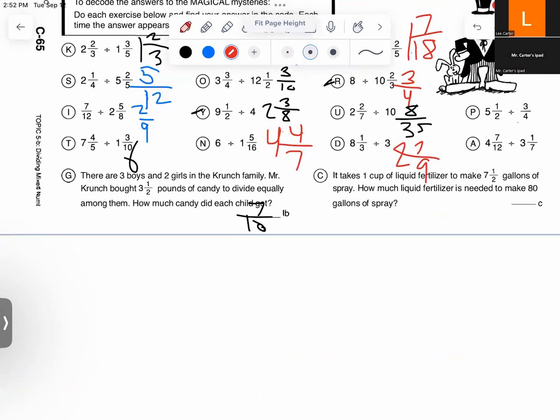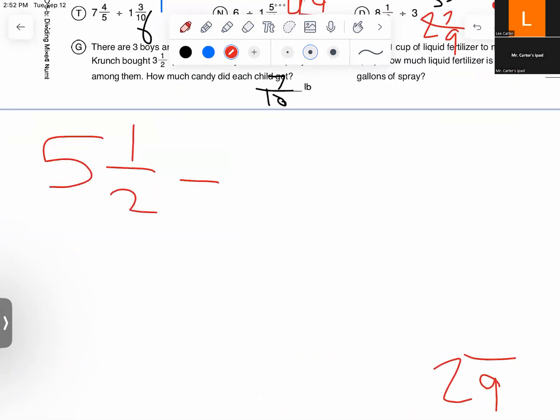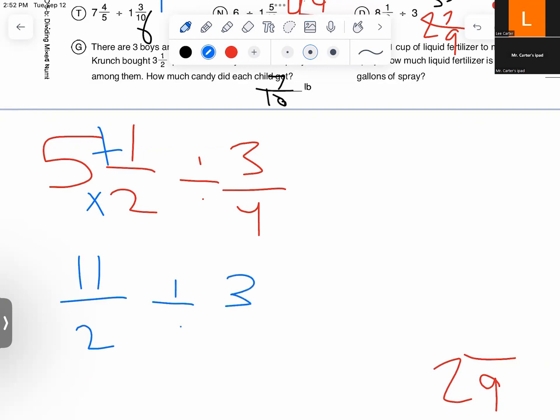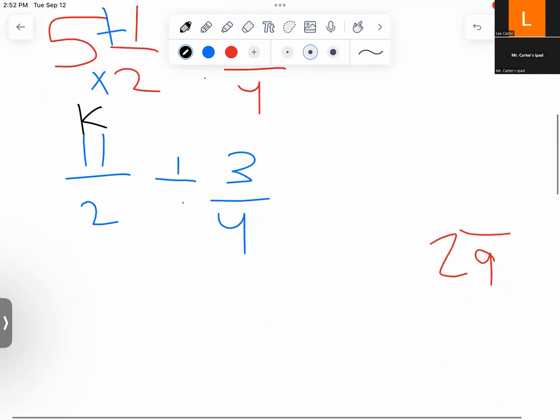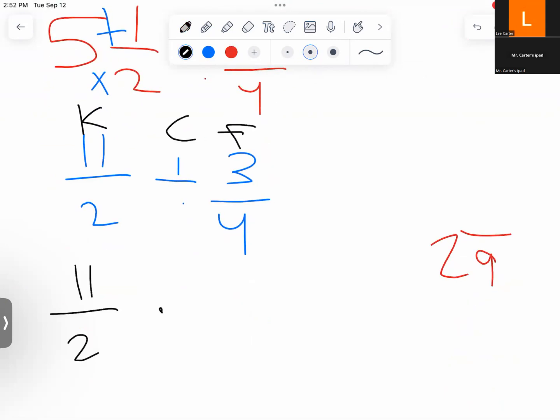5 1/2 divided by 3/4. So we're going to take this guy, make him improper. 5 times 2 is 10 and 1 is 11, divided by 3/4. Now we can keep the first one, change to multiplication, and flip the second one. Only common factor here is this 2 right here.